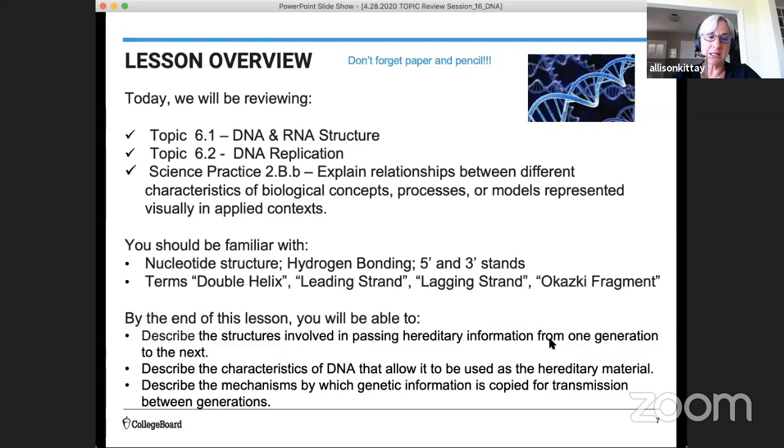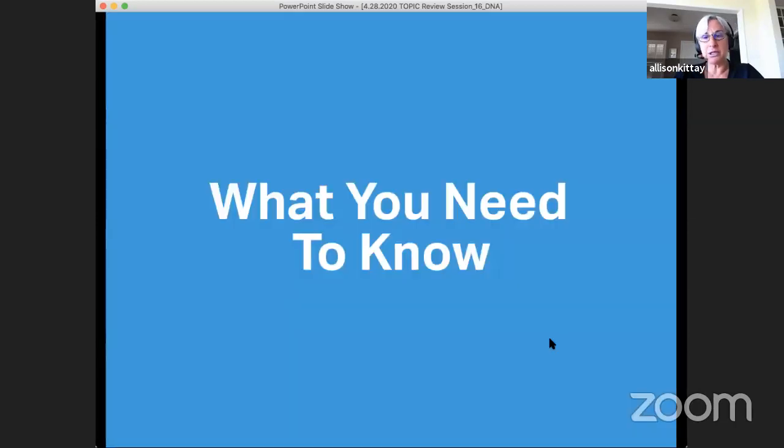By the end of today's lesson, you'll be able to describe the structures involved in passing hereditary information from one generation to the next. You should be able to describe the characteristics of DNA that allow it to be used as the hereditary material. And you should be able to describe the mechanisms by which genetic information is copied for transmission between generations. So here's what you need to know.